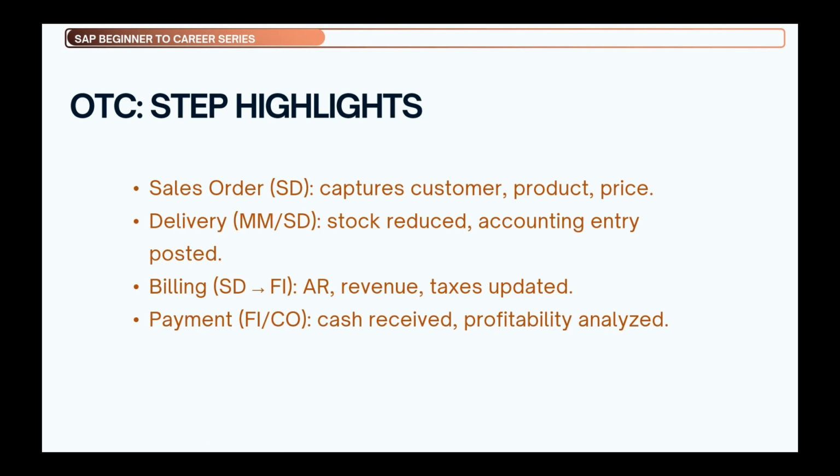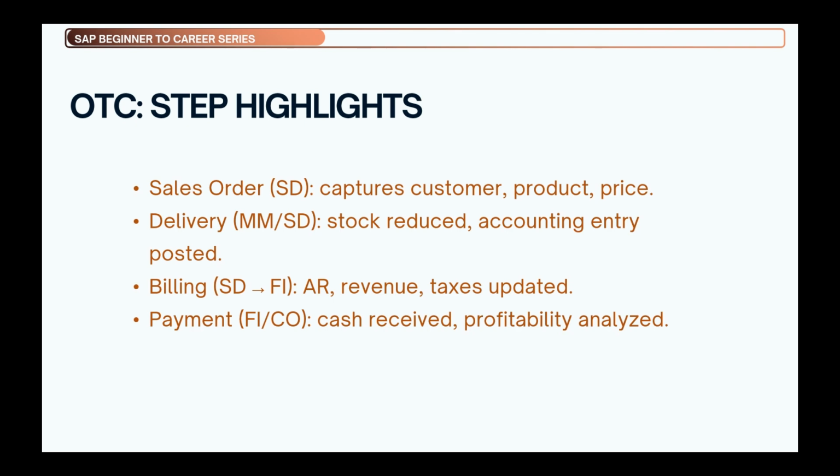Sales order creation happens using the SD module. In that, capturing customer, product and prices happens at that transaction level. Then delivery creation involves MM and SD both modules. So stock reduction and accounting entry posting will be there. When it comes to billing, SD and FI, account receivable, revenue and tax updates will be there. When it comes to payment, FI and CO modules will be updated, cash received and profitability analyzed.